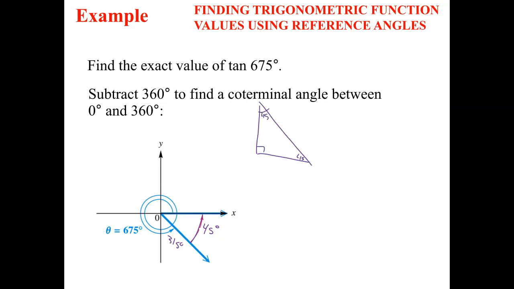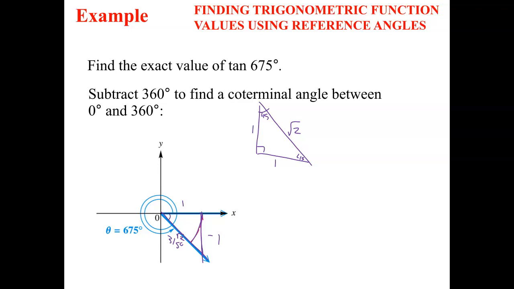Who remembers what the legs of the 45, 45, 90 are? Oh. What's the hypotenuse? Not 2. Square root of 2. Okay? So, when I'm looking in my triangle here, what's my x going to be? 1. What's the y going to be? Close. Negative 1. I'm in quadrant 4. Change the sign. And my hypotenuse is root 2.